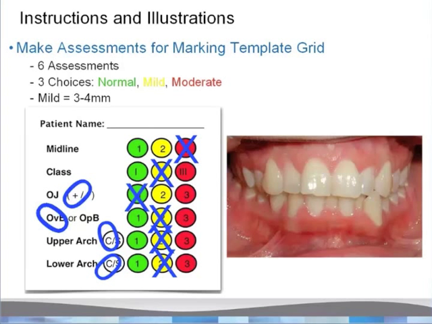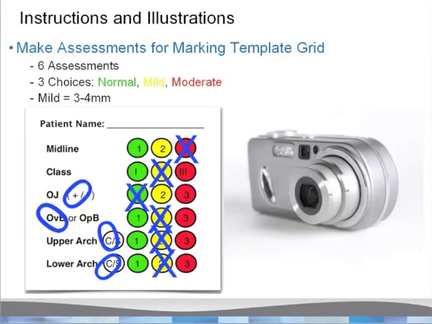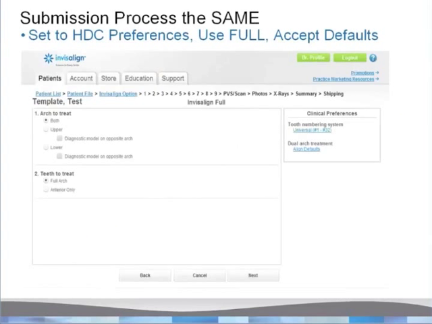So now that we have an understanding of how to use the template grid, we're actually ready to fill out the Invisalign prescription. So what you do is you'll take a photograph of your completed template grid and just take that with the same camera that you're taking the photographs for your Invisalign photographs for your patient. Now the submission process using the templates, the submission process for your case will be identical to how it's been before. But you do need to set your preferences to match the Heartland recommended preferences for Invisalign.